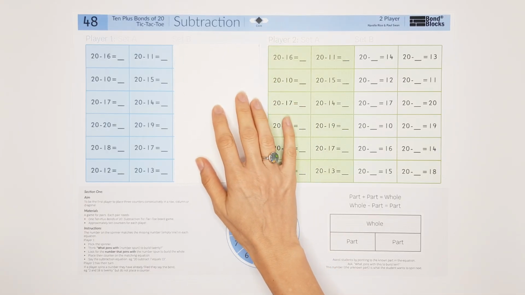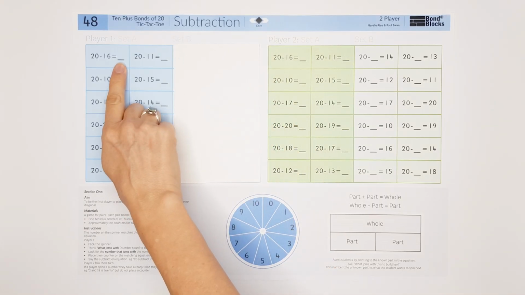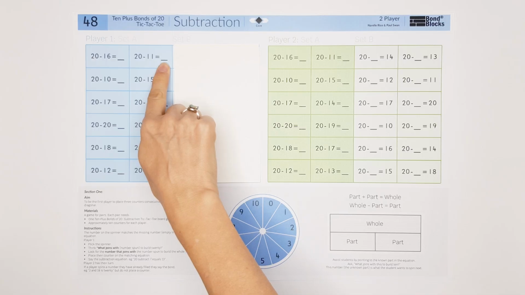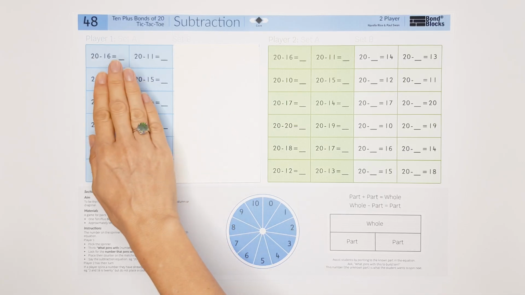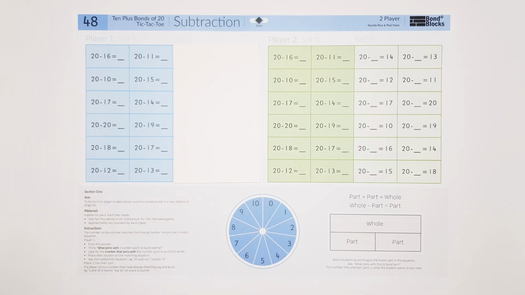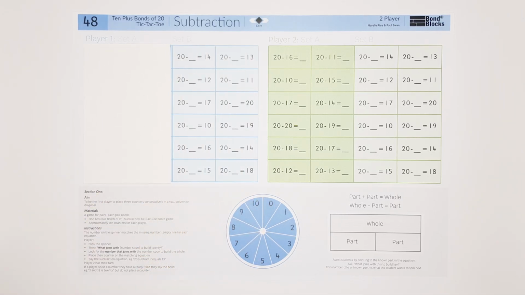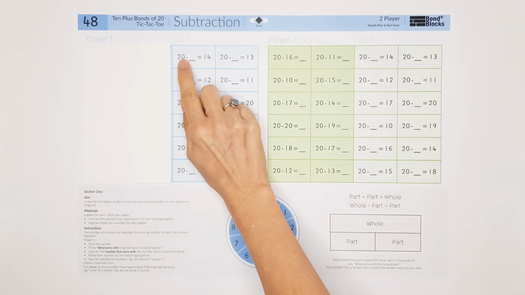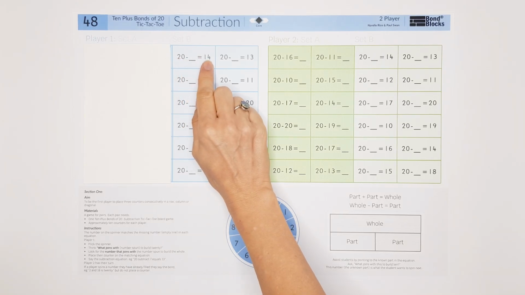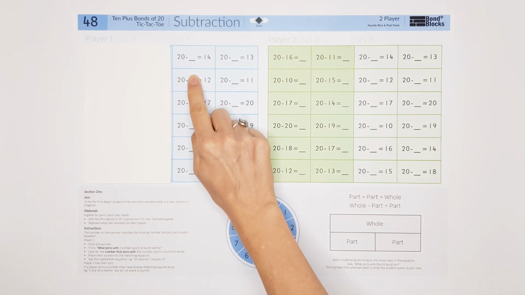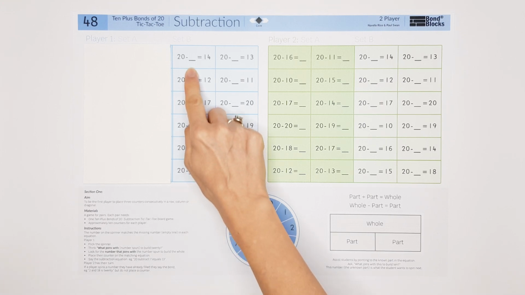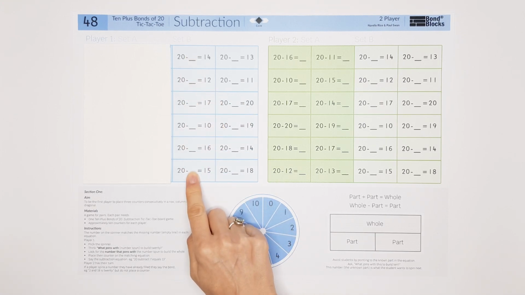When we look at set A, you'll notice that the missing part is in what we would usually call the answer position. This set's slightly easier. Set B also has a missing part. Whole subtract part equals part. However, the part that is missing is in the less common position.